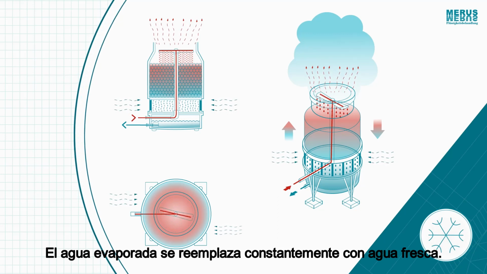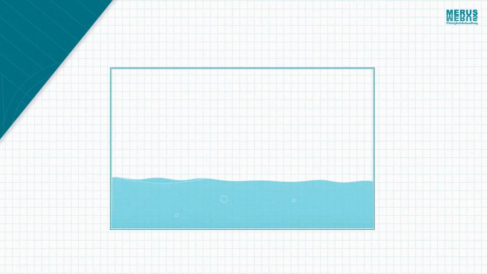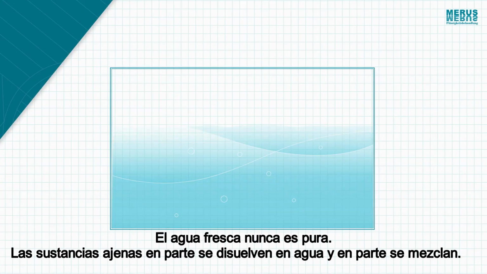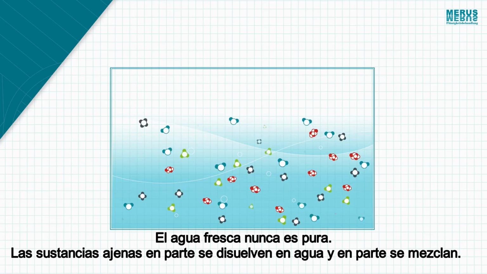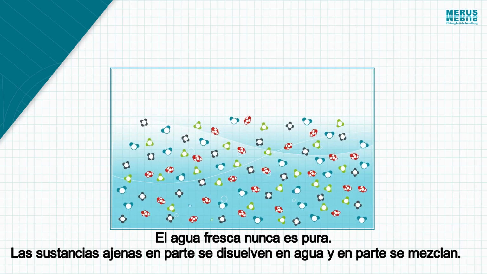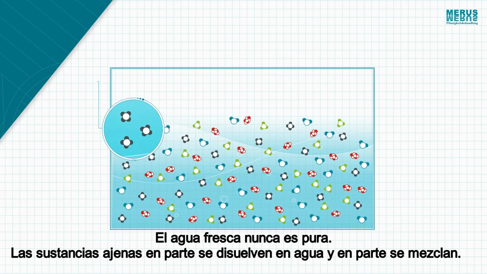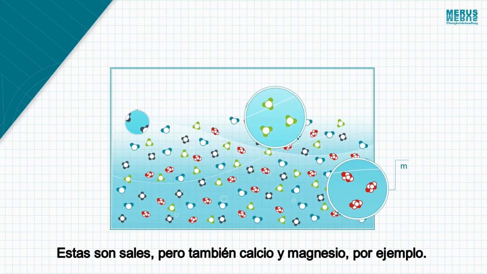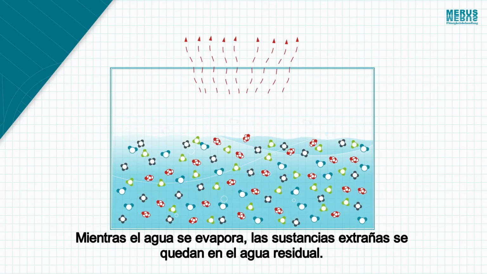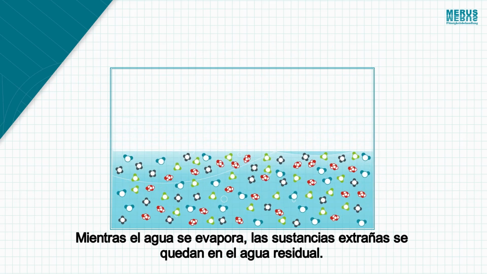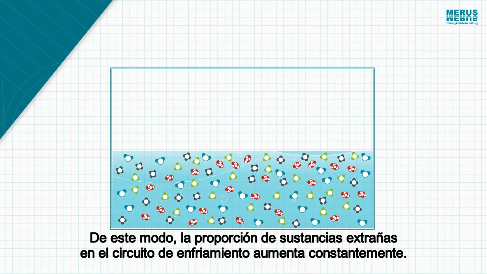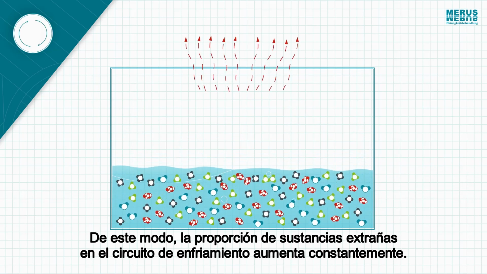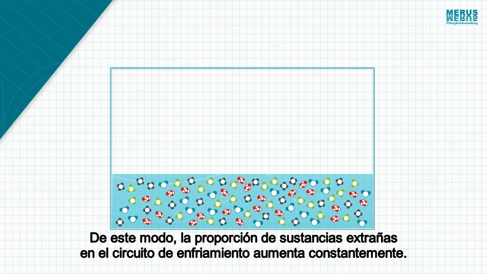Let's take a closer look. Fresh water is never pure. Foreign substances are partly dissolved in water and partly mixed. These are salts, but also calcium and magnesium, for example. When the water evaporates, these foreign substances remain in the residual water. Since this process is constantly repeated, the proportion of foreign substances in the cooling circuit increases steadily.